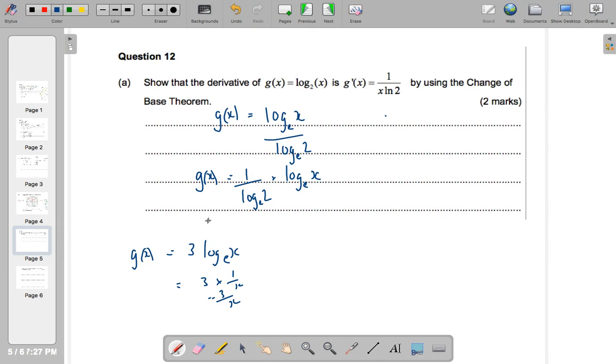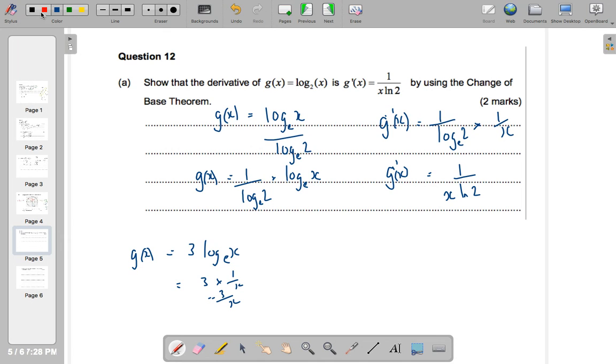Because we've got a number in front of the log x base e, that number stays out there. So we go g dash x equals the number 1 over log 2 to the base e, times the derivative of the log expression, which is just 1 over x. Now you can see, and I'll put it back to ln form now, g dash x equals 1 over x times log 2 to the base e, so x ln 2, which we were asked to find.